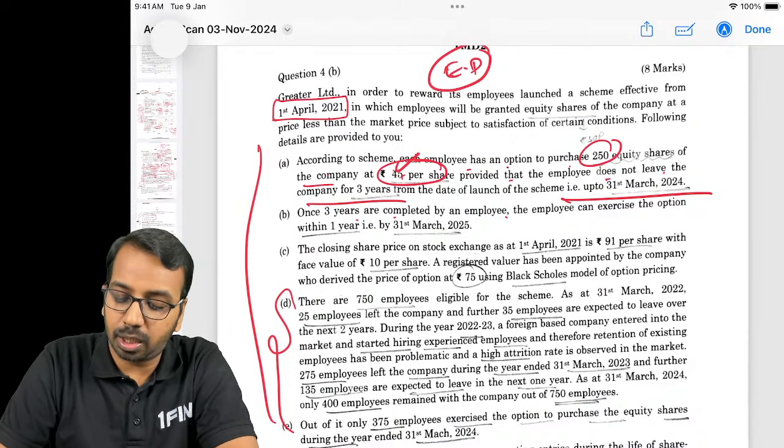Once 3 years are completed, an employee can exercise the option within 1 year, that is by 31st of March. Okay.